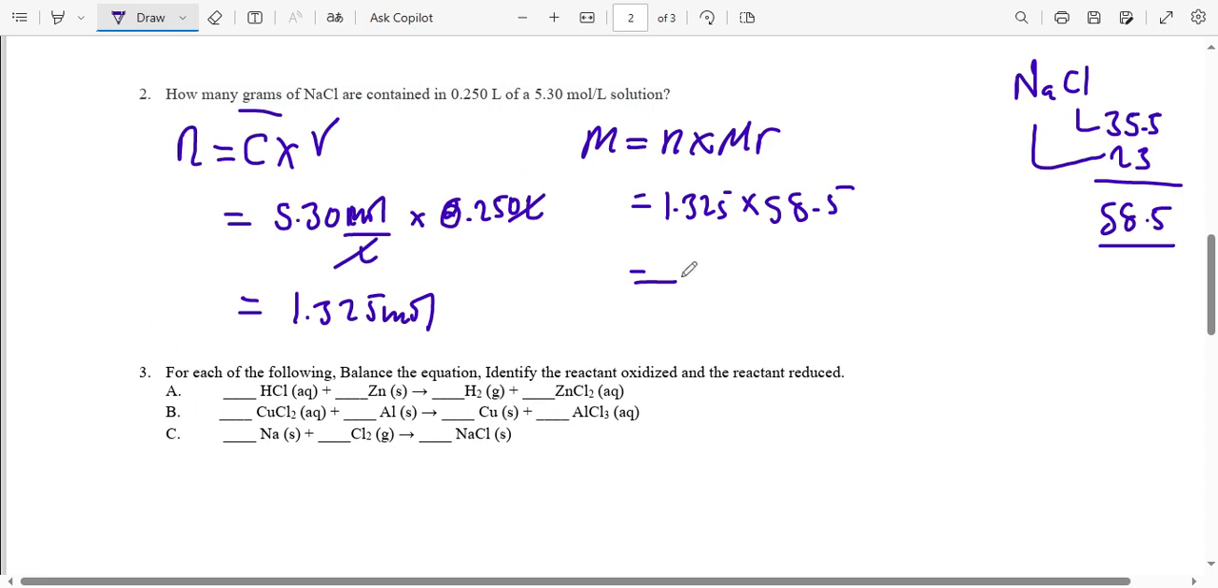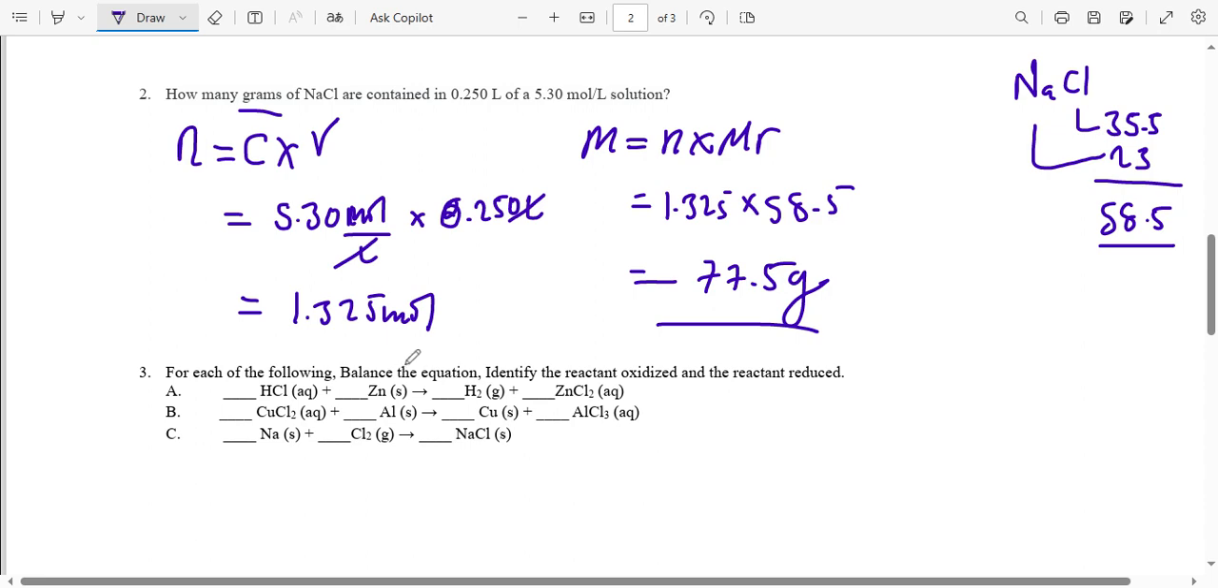So let me punch that again. 1.325 multiplied by 58.5. That is going to give us 77.5 grams. So that is it. For each of the following, balance the equation, identify the reactant oxidized and the reactant reduced.